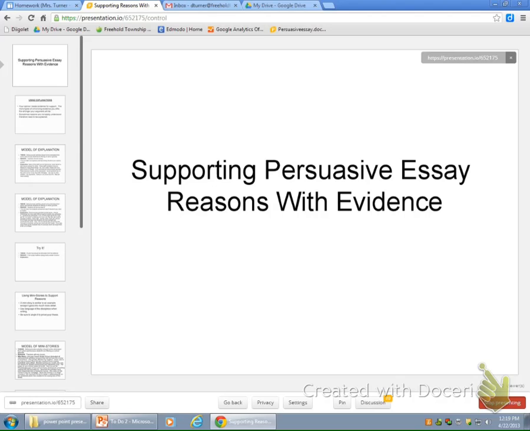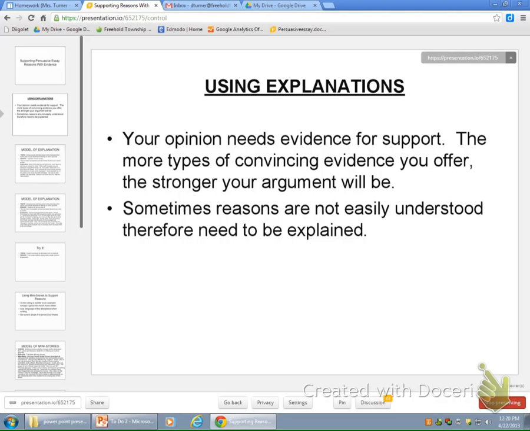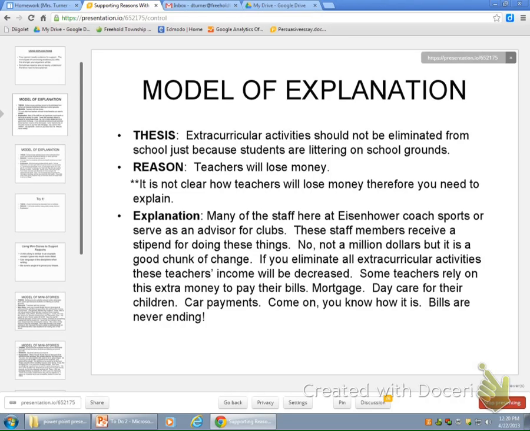So you shared the different types of evidence. So all I want to do today is review the types of evidence, and then you're going to practice. All right? So a lot of you said the first type is an explanation. Sometimes the reason that you're using to support your thesis needs an explanation, and you have to explain that. Does every reason require an explanation? No, not at all.